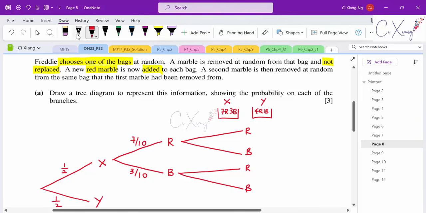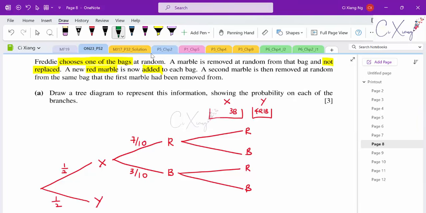So that means now your red color becomes 6. Originally it is 7, right? Let me draw a bigger one. So now it becomes 6 red, because you take out one marble already. But when you take out one marble just now, which is the red color, now you add one red marble into the same bag, or into each bag. So that means now you are having one more red marble added into bag X.